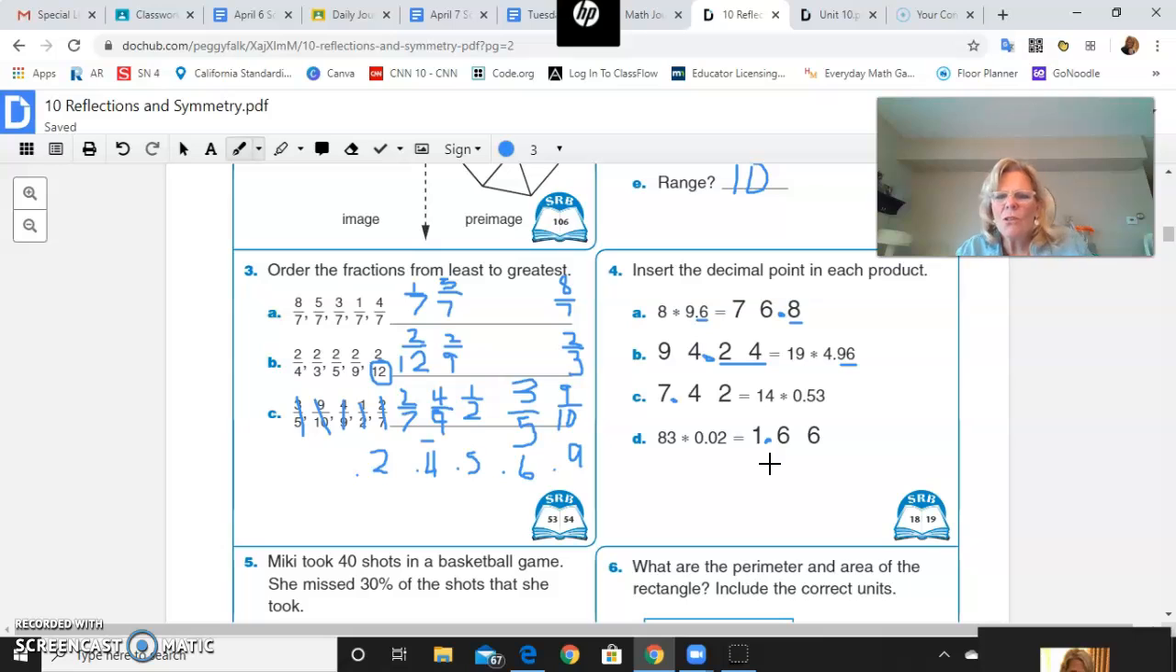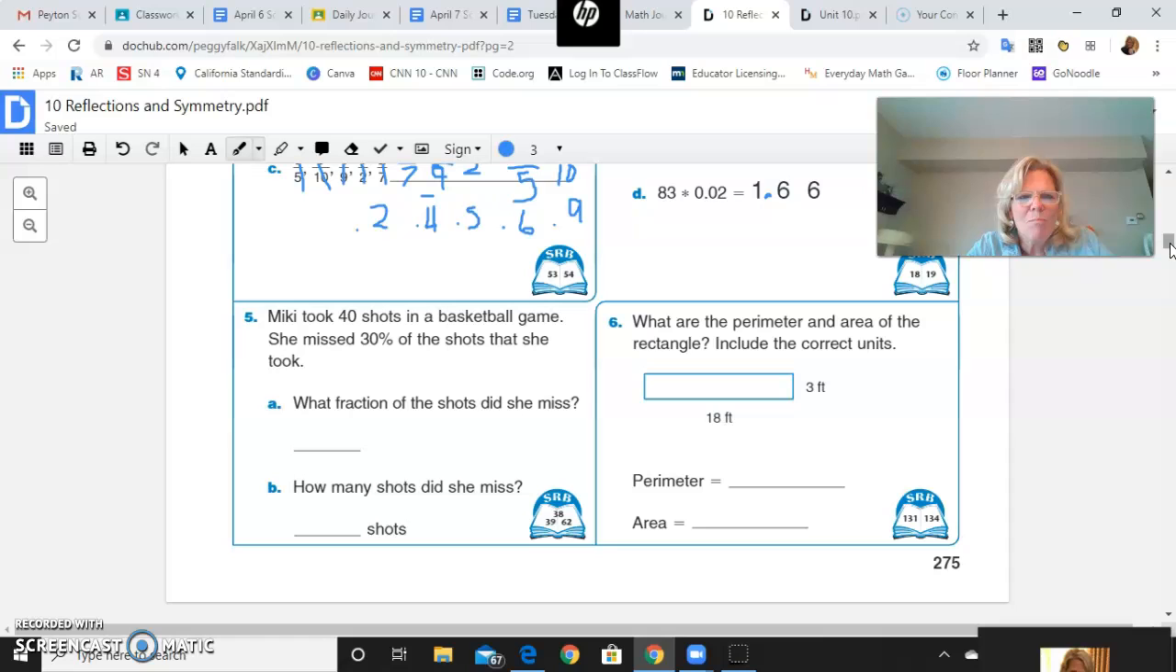You could also estimate, like this would round to 10, so 8 times 10 would be 80, so 76 would be closest to 80, and so on. This is like half. 0.53 would be really close to half, so what's half of 14? 7, so on. So either way.